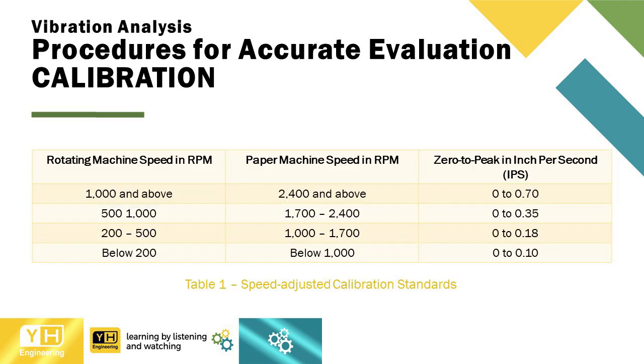Table 1. Speed-adjusted calibration standards. We can see the similar zero-to-peak limits between rotating machine and paper machine speeds. For example, as we can see in the first row, the 0 to 0.70 zero-to-peak limit applies at 1000 rpm and above for a rotating machine and 2400 rpm and above for a paper machine. And so on.